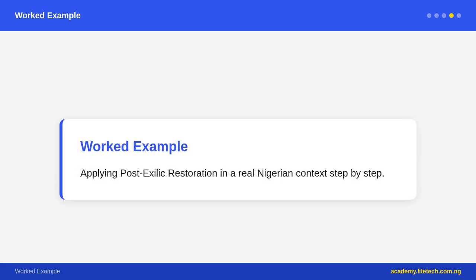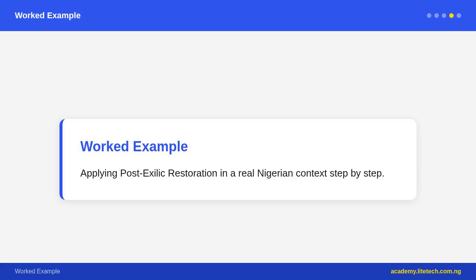Before we finish, let me share the top mistakes students make on this topic. Mistake 1. Memorizing without understanding. If you only memorize the definition of post-exilic restoration without understanding it, you will struggle with application questions. Always ask yourself, why is this true?